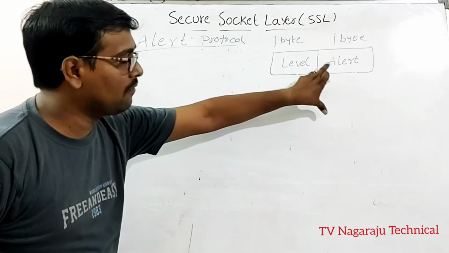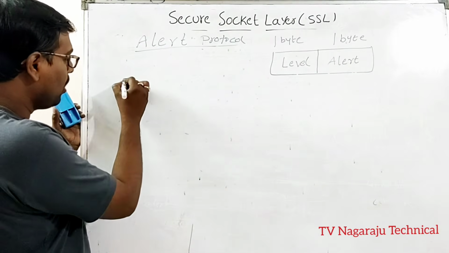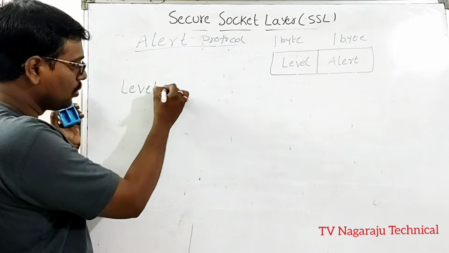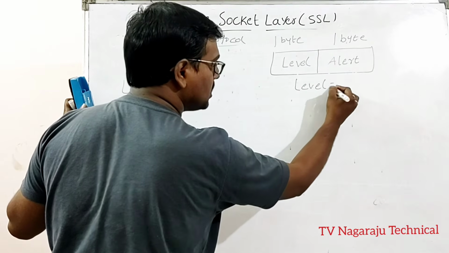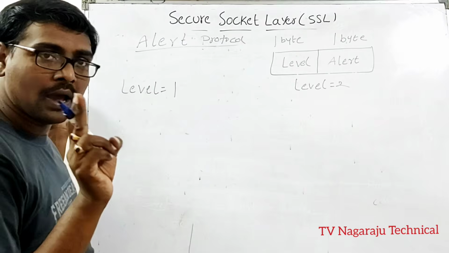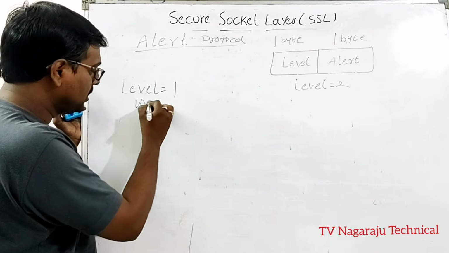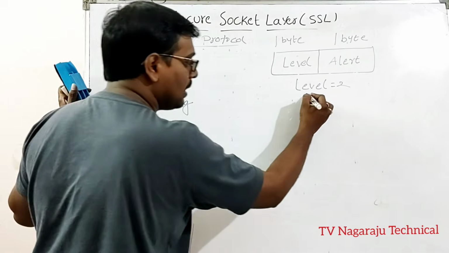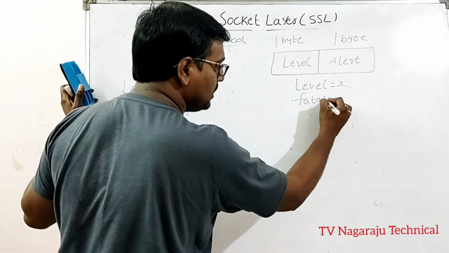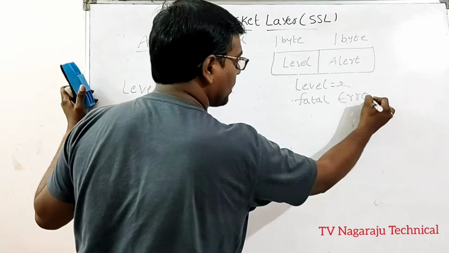Two fields, level and alert. Level can be equal to 1 or equal to 2, two values of the level. Level equal to 1 is called a warning. Level equal to 2 is called a fatal error.